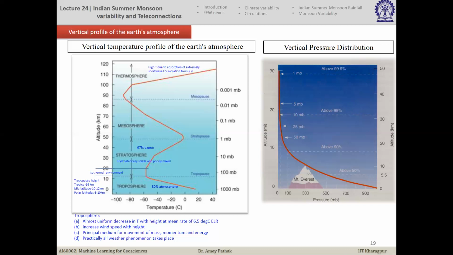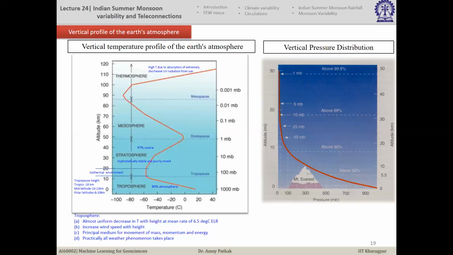Okay. So what are the properties of the troposphere? There is a more or less uniform decrease in temperature with height. As we move up, there is a decrease in temperature. We call it the lapse rate. It is around 6.5 degrees Celsius per kilometer. That is the environmental lapse rate.